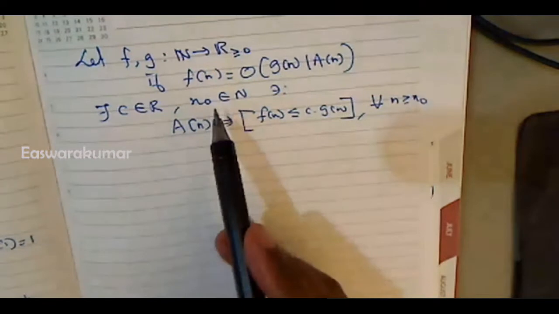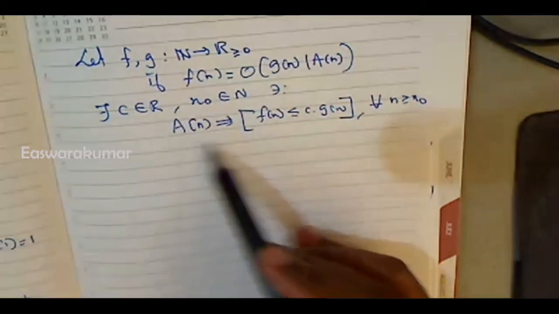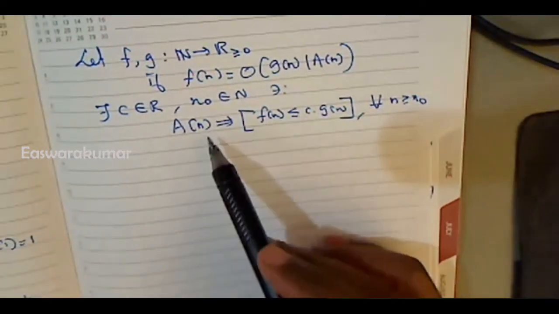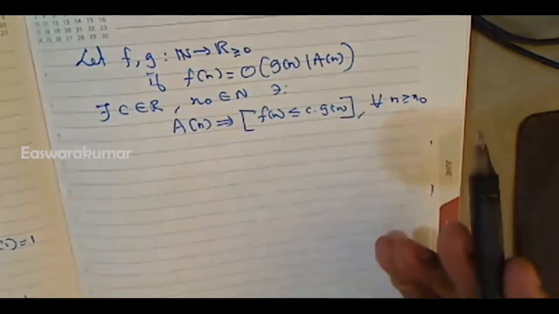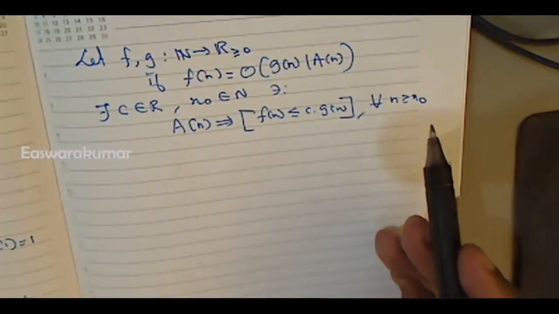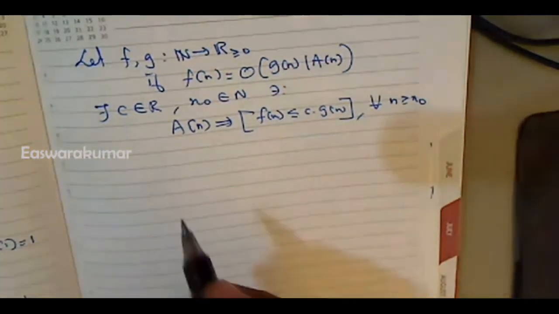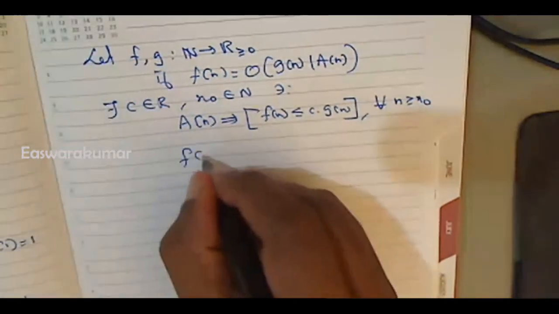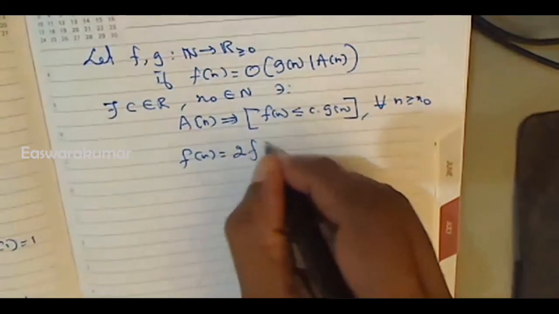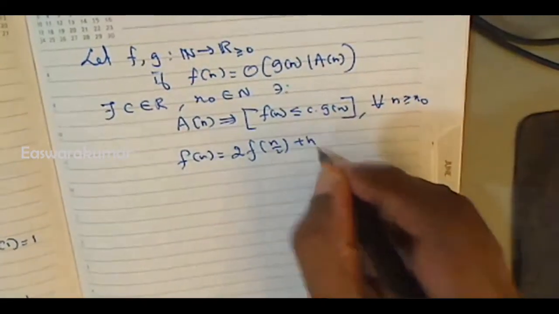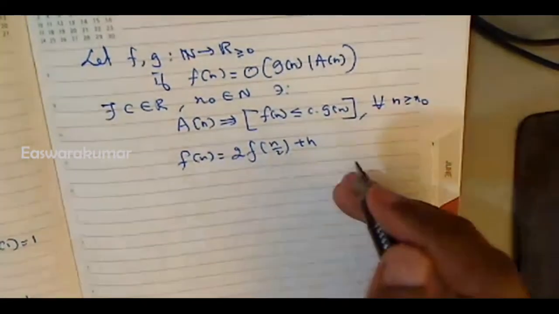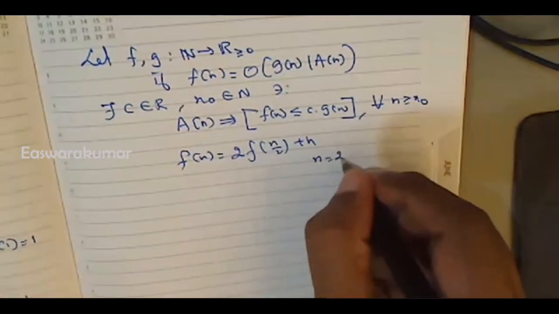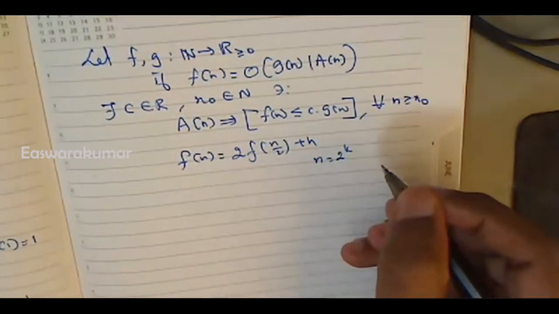So you see these parts are similar. Only here there is a difference: only when this condition holds does it imply that, otherwise it won't. Now the question is, already we have taken the merge sort algorithm and we have seen the function as f of n equal to 2 times f of n by 2 plus n. And how we solve that is, we assume that n is a power of 2.